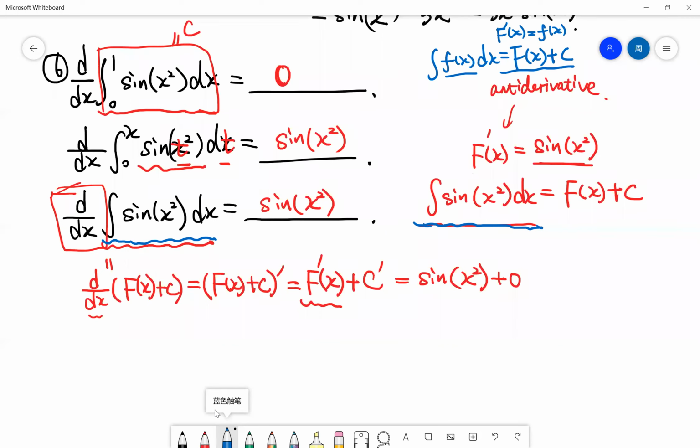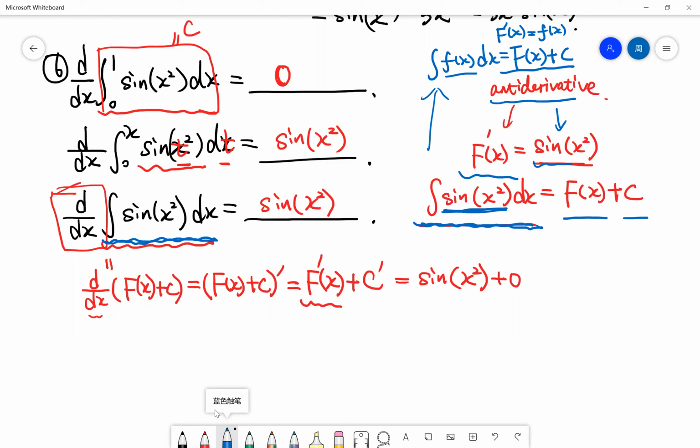So here, you can suppose that capital F of x is an antiderivative of this function, because here we can see the integrand, that is this function, right? So if I suppose capital F of x is an antiderivative of this function sine x squared, then this indefinite integral should be capital F plus c, right, from the definition here. And we have known what it is.